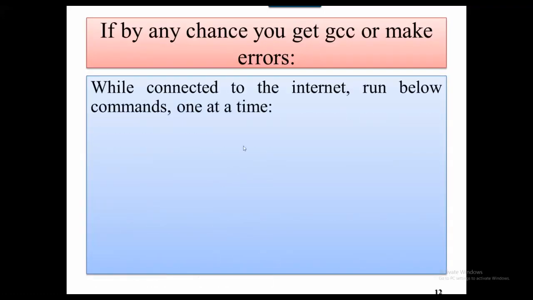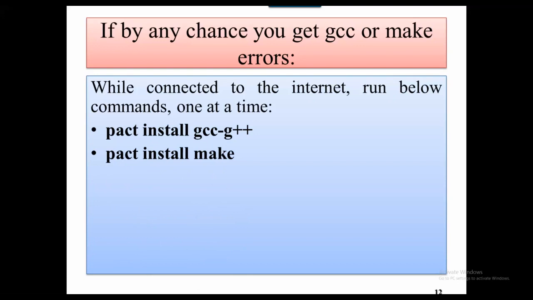If you again didn't find GCC or Make inside the Baboon, don't worry. While connected to the internet, you can run the below commands, one at a time. Pact space install and the name of the package, which is this one. Again, pact space install and space make, which installs make for you.